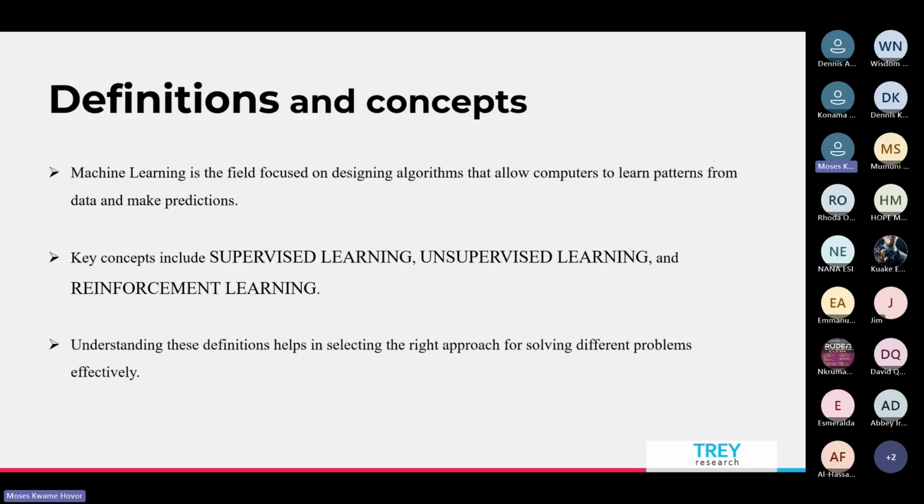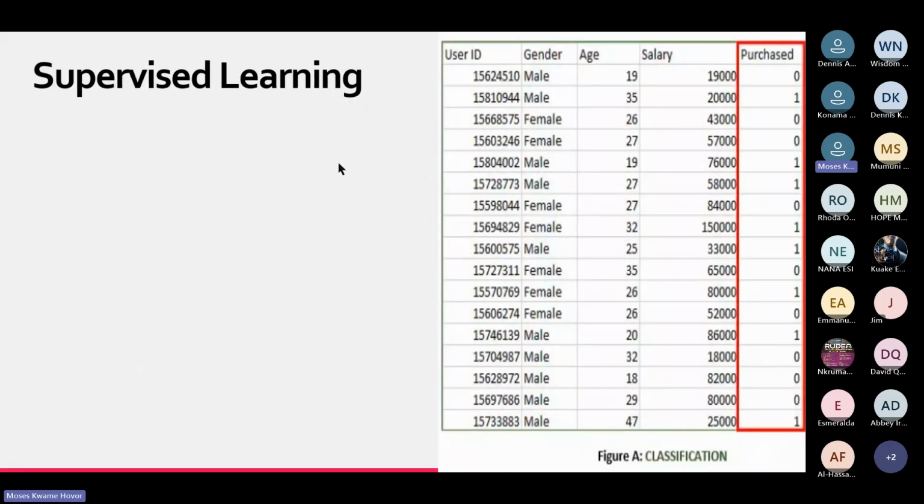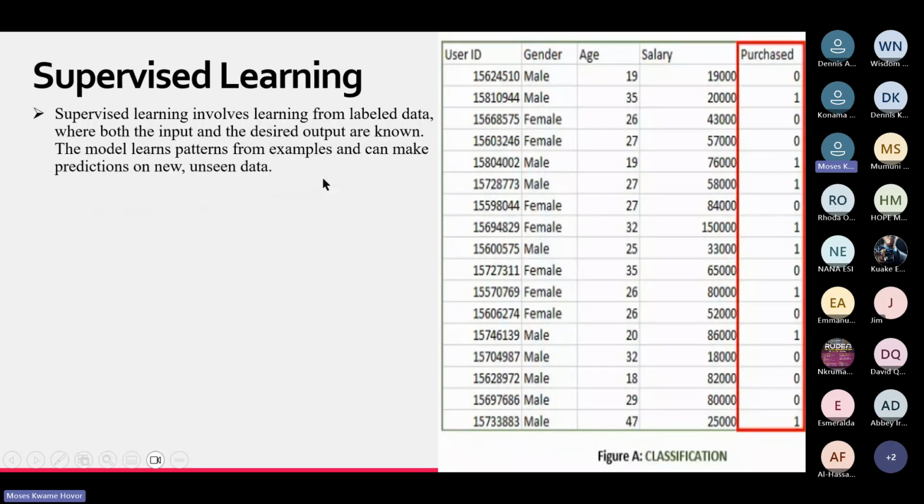Now, understanding these definitions is going to help us select the right approach for solving different problems effectively. Now, let's take them one after the other and understand what they actually mean. Supervised learning is a machine learning concept that learns from labeled data, where both inputs and the desired outputs are known.